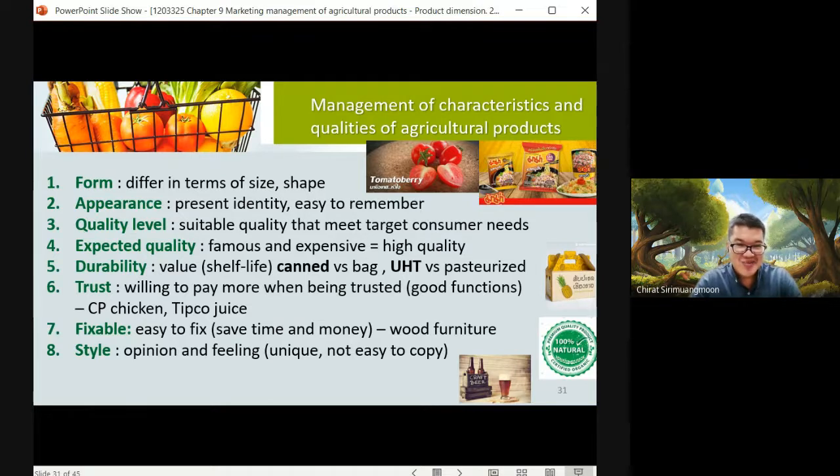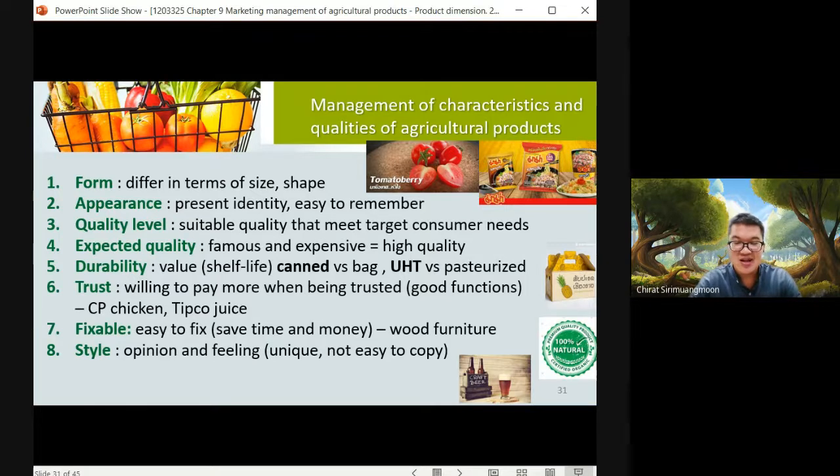Trust. This is very easy to imagine. Of course, you trust CP as the company to produce a good product. They create an image and produce messages sent to the consumer to build trust. Typical juice brands are very famous and trusted by the consumer. Fixable: it doesn't happen a lot in agricultural products. In terms of differentiation, you need to have easy-to-fix items, like wood furniture, like style.